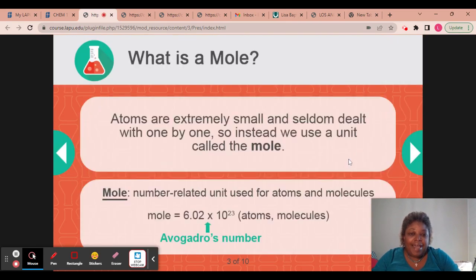All right. So the mole has two definitions, or two ways we can define the mole. One is relating the mole to the number of atoms or the number of molecules, and that can simply be done by relating it to Avogadro's number, which is 6.02 times 10 to the 23rd. We use atoms if we're talking about elements. We use molecules if we are talking about compounds.